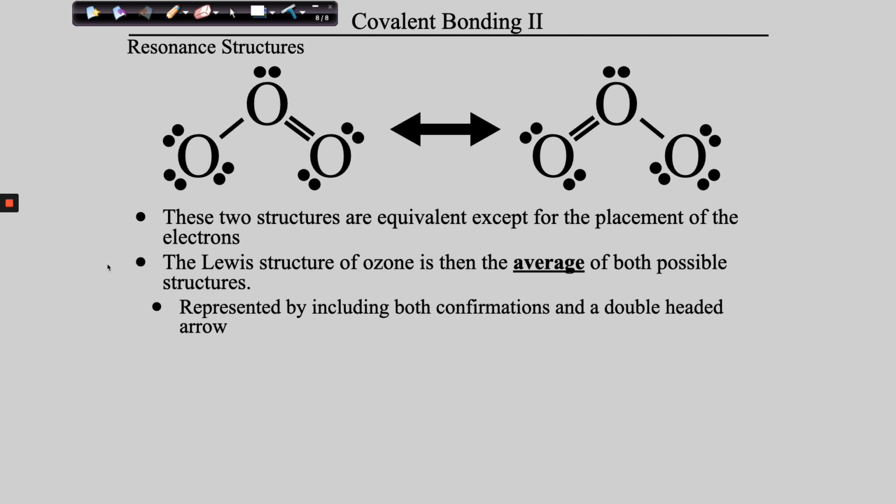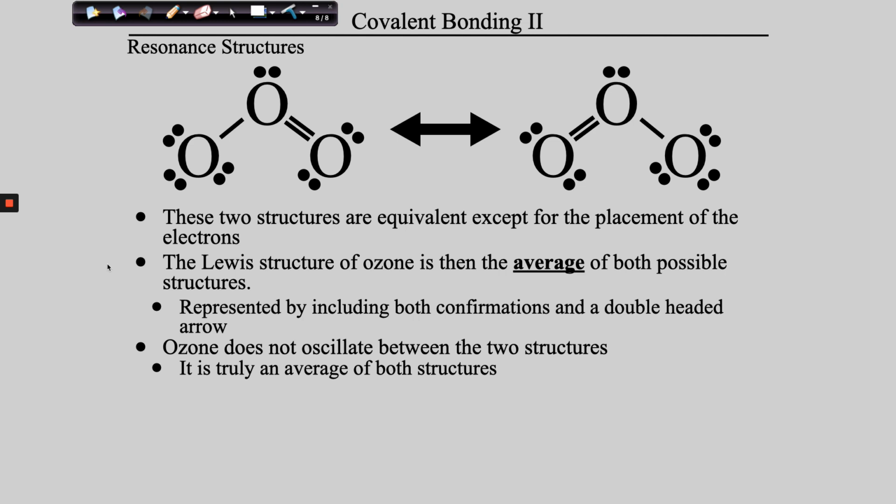I don't know if you need to write this down, but it's critical. Please understand that this does not isolate or oscillate. It's not switching back and forth. This is not equilibrium. It is an average. And we know that for no other reason than because the bond lengths are equal. It's not like it goes long, short, short, long, short, short, long. These are not vibrating. They're not switching between a single and a double bond. It is a partial bond in both directions.